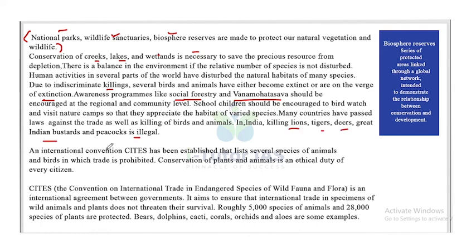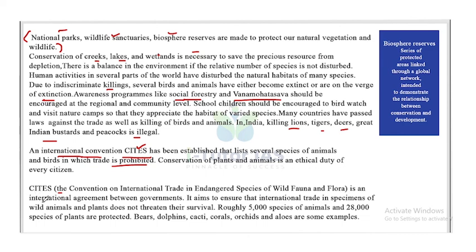Now, CITES. What is CITES? The Convention on International Trade in Endangered Species of Wild Fauna and Flora. This is known as CITES. An international convention, CITES, has been established that lists several species of animals and birds in which trade is prohibited. Conservation of plants and animals is an ethical duty of every citizen.